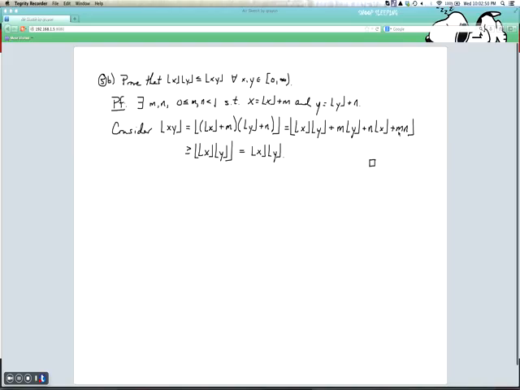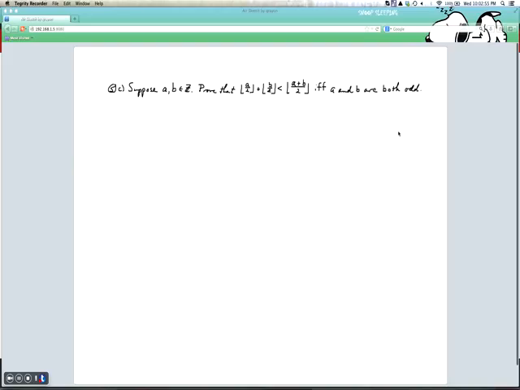All right. And then lastly, let's look at the one here with the a and the b. And this is an if and only if statement. It says that, where a and b are integers, the floor of a divided by 2 plus the floor of b divided by 2 is strictly less than a plus b divided by 2 if and only if a and b are both odd.